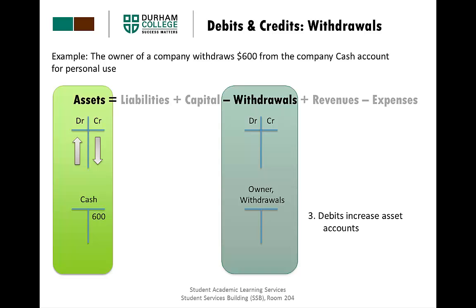Whenever the owner of the company takes something from the company, the value is recorded in the owner's withdrawals account. The cash account was credited, so the transaction needs a debit. The debit is applied to the owner's withdrawals account.